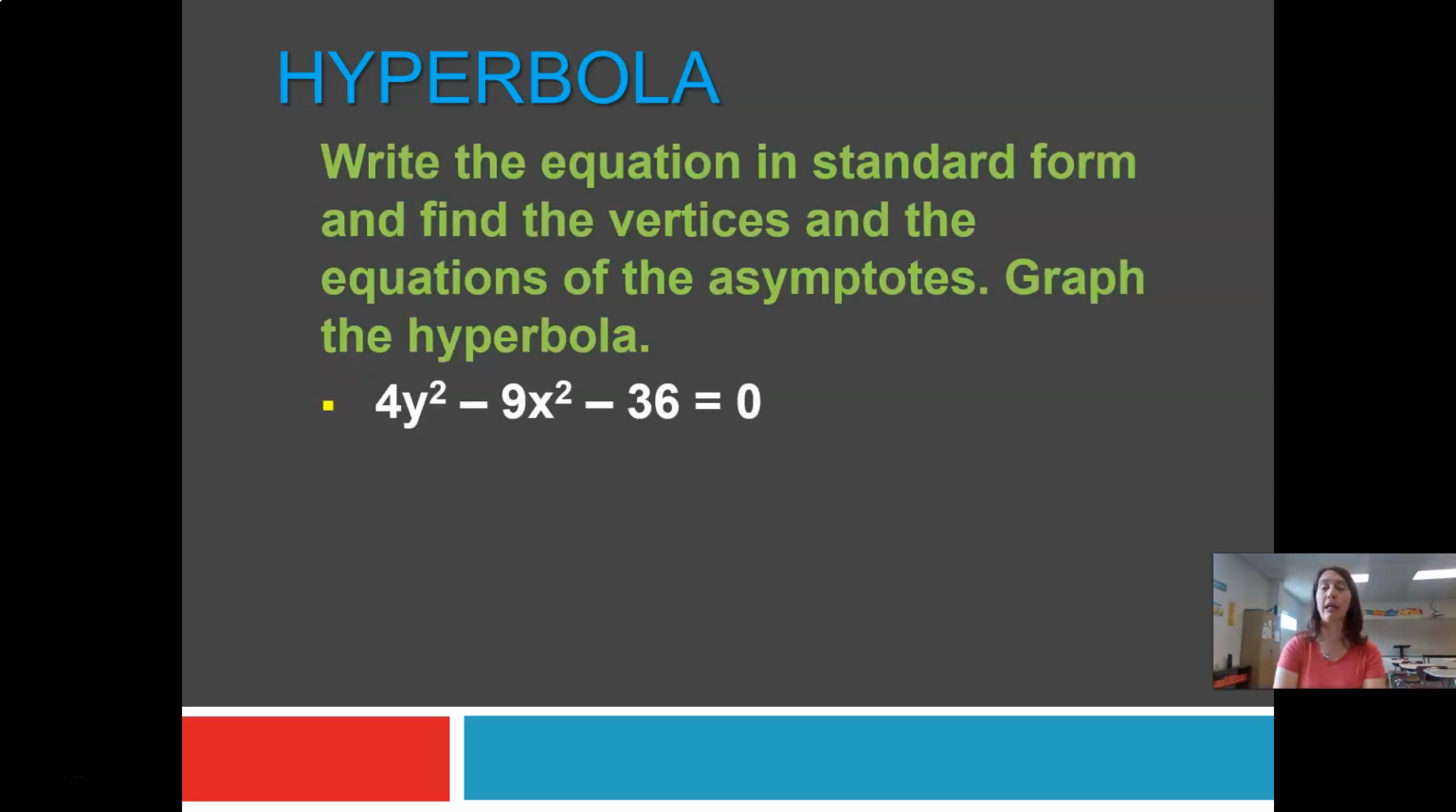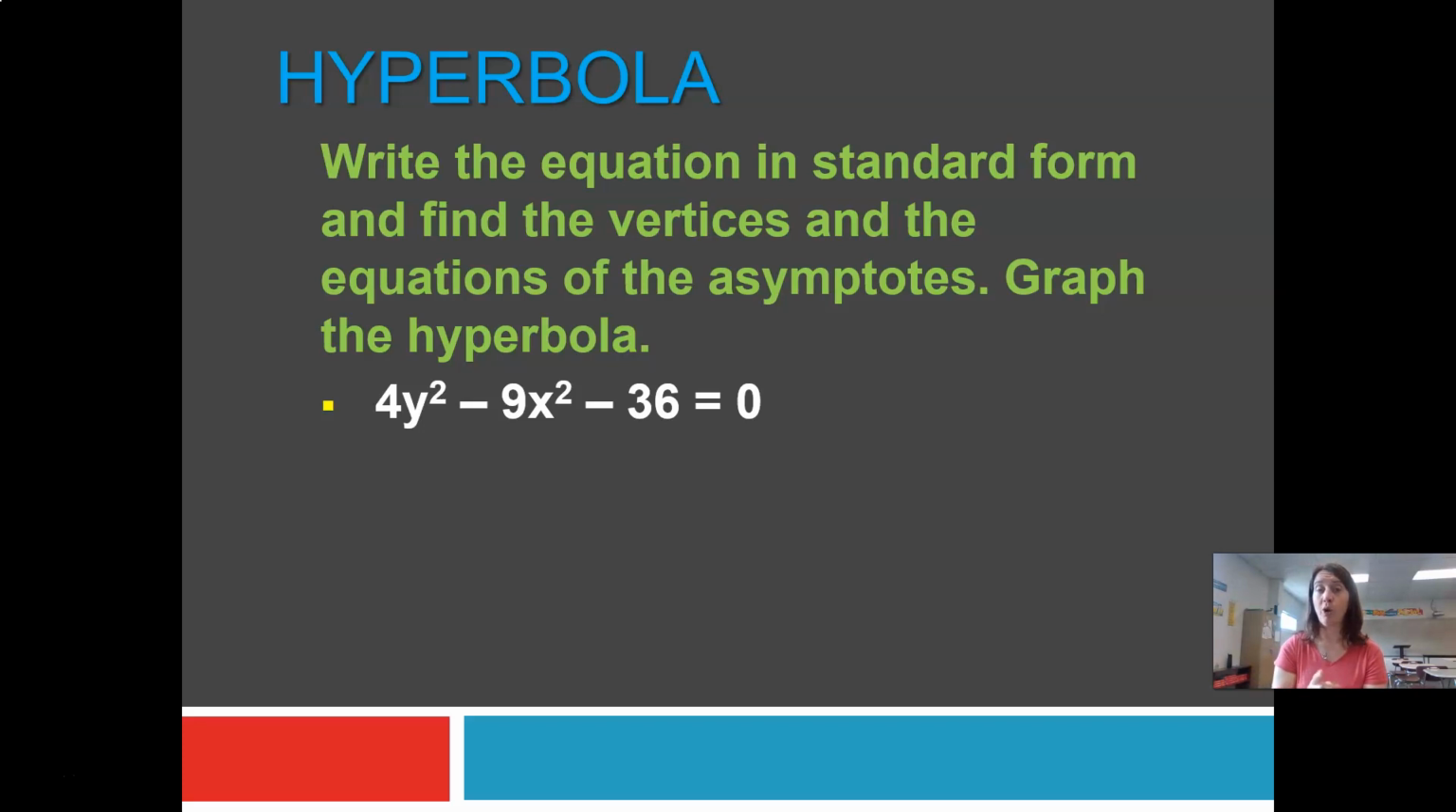All right, last example here. The last one that I want to do with you, this question is not in standard format. So we're going to do that first, and then we'll walk through the question about how to correctly graph like we've done in the last couple questions. So 4y squared minus 9x squared minus 36 is equal to 0.